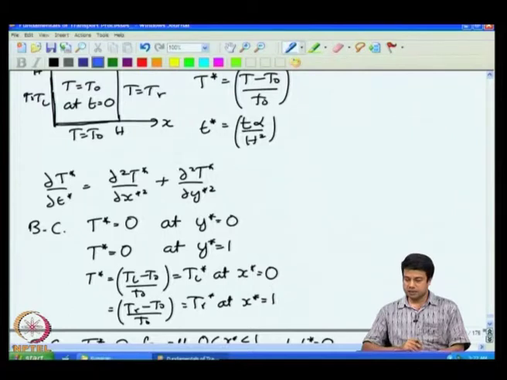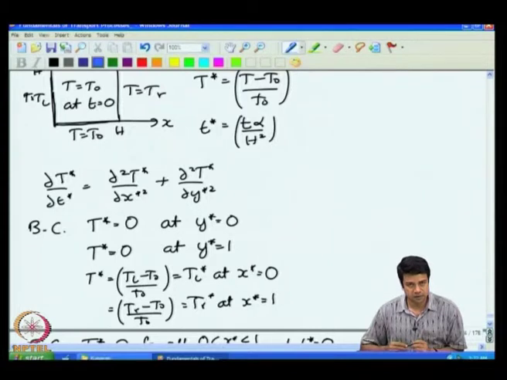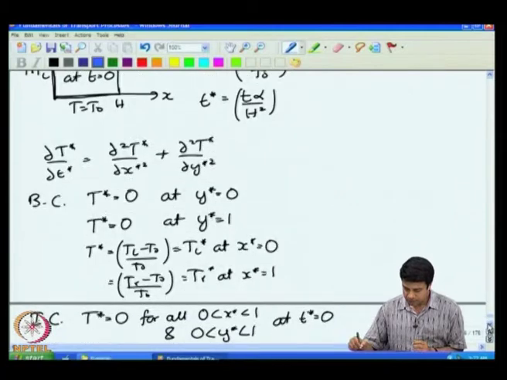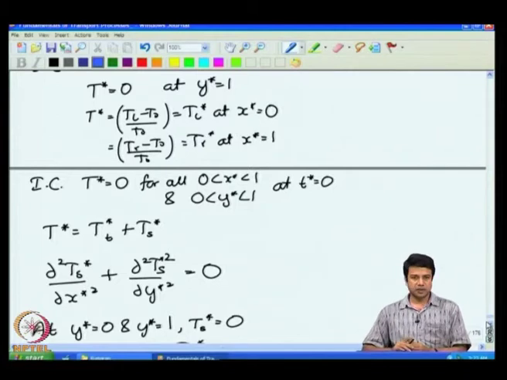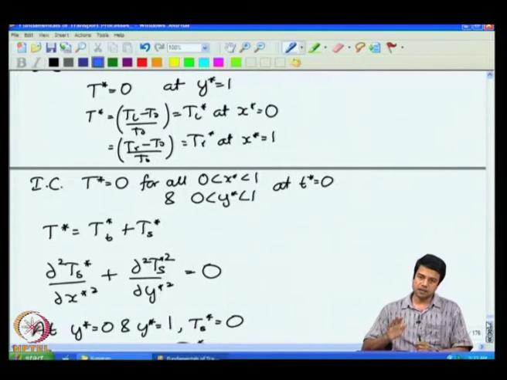The boundary conditions were T star equal to 0 at both the top and bottom faces, because T star is equal to T minus T naught by T naught. So, that has to be equal to 0 at the bottom and the top faces. On the left and the right faces, it is not 0. You have a non-zero temperature at both the left and the right faces. And at initial time, T star is equal to 0 everywhere. Throughout the domain, at the initial time, before you have applied the 2 temperatures on the left and the right, the temperature everywhere was equal to 0. So, this is the problem that we would like to solve.